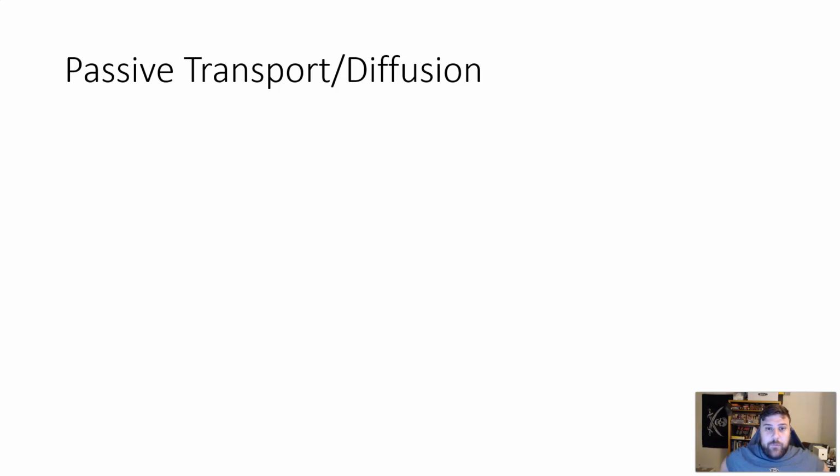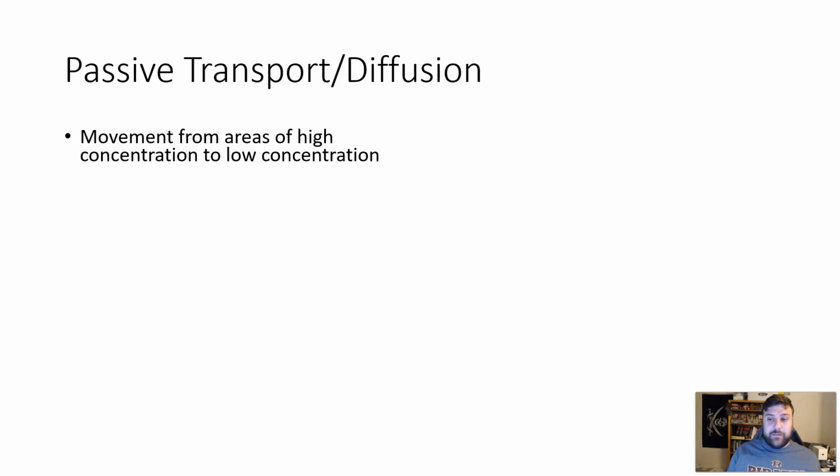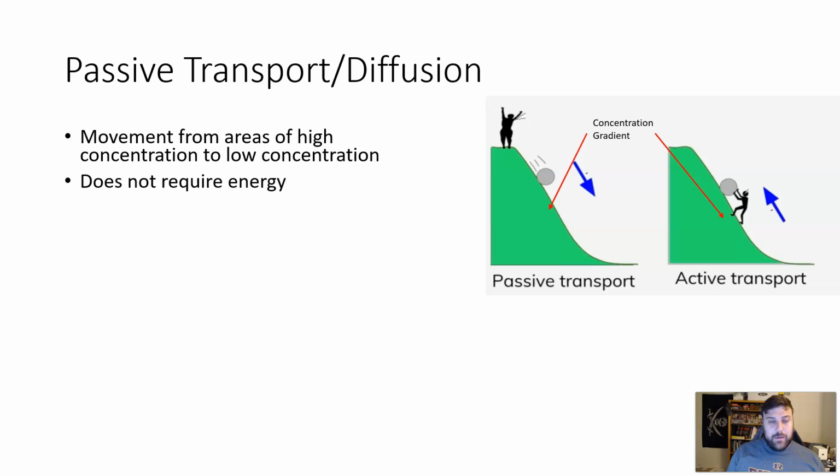So, starting with passive transport. As said before, this is movement from areas of high concentration to low. This type of movement does not require energy. And in class, I gave you guys the example of if you're standing at the top of a hill with a ball, and you push that ball to get it rolling. Once it gets rolling, you don't have to do anything. It just does it. You don't have to put energy in to get it to move.